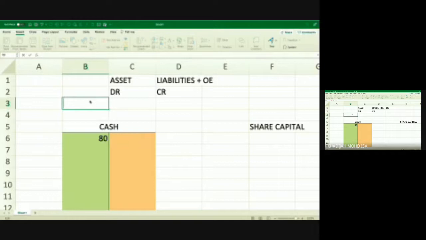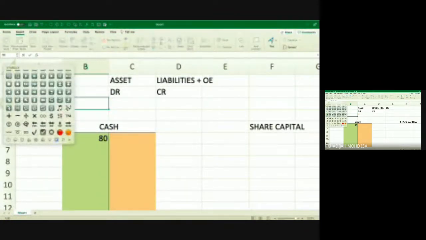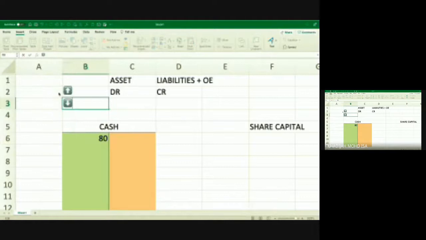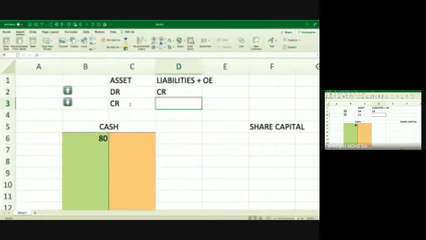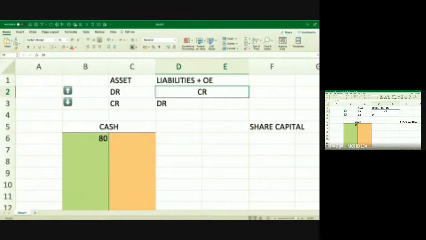Command X. Command V. Right? So here if I put symbol, what if it's reduced? Alright, so asset will be credited and your liability and OSQ will be debited. Okay, this is the thing that you must remember whether you like it or not. Right? Command V. Command Z.